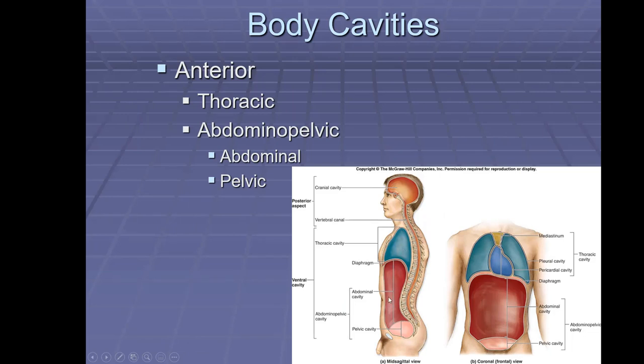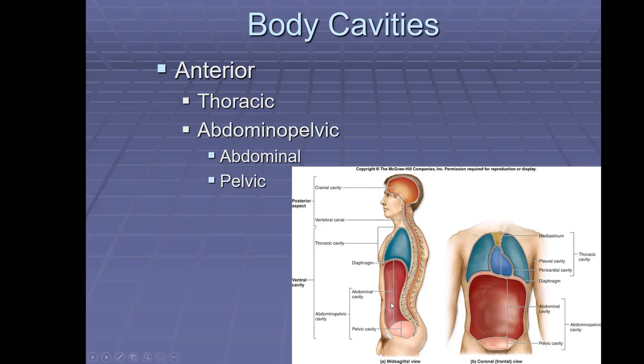So this is the anterior cavity. It consists of the thoracic, which contains the heart and lungs. And then we have the abdominopelvic, which is all of this. And the abdominopelvic is divided into two separate regions, abdominal, which would be like where all your intestines are, and then the pelvic, which is more where you find the urinary bladder and reproductive organs.